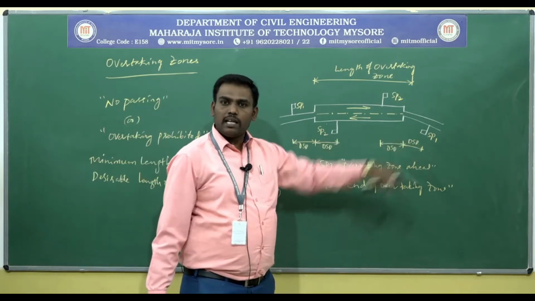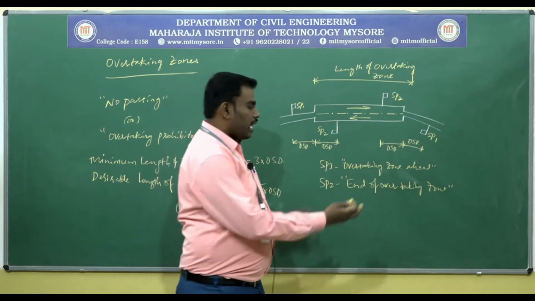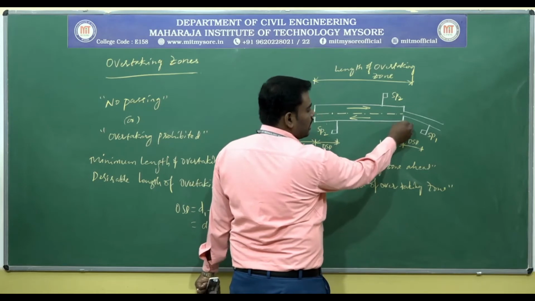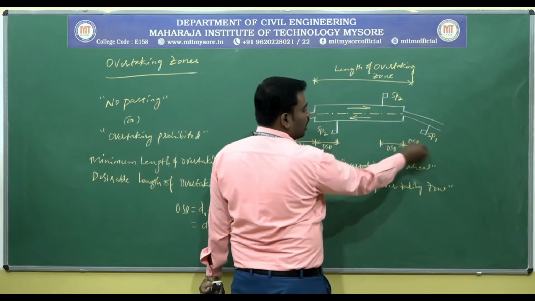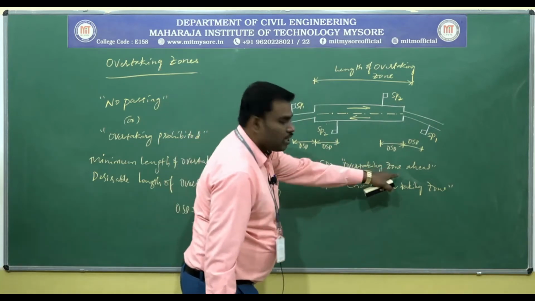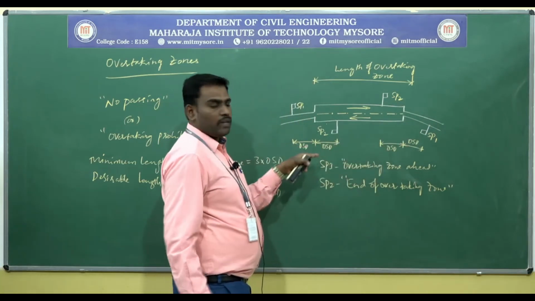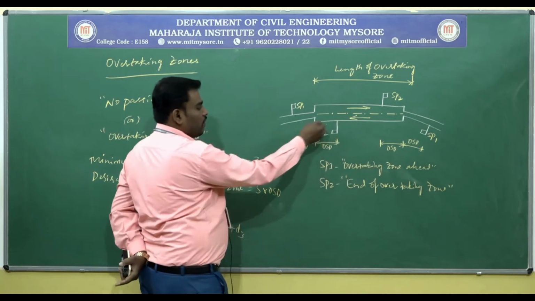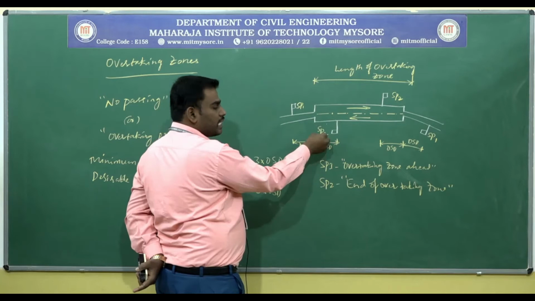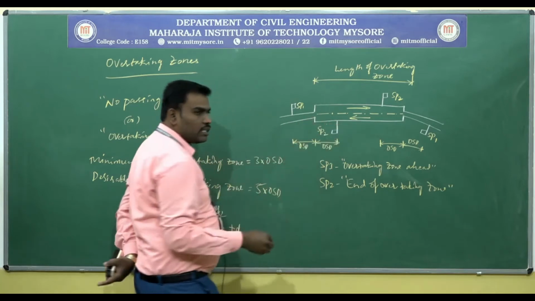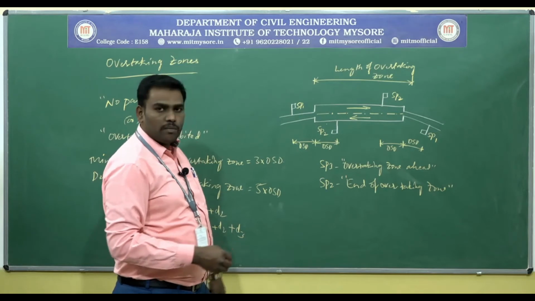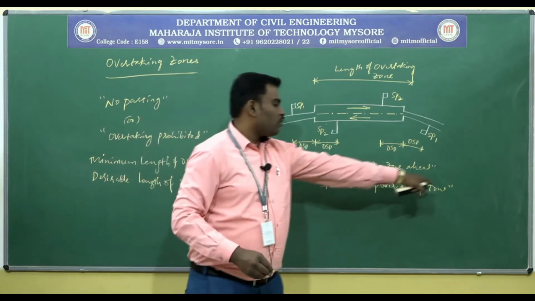Similarly, in the other way traffic also like that. Before starting of the overtaking zone, at a distance of 1 time of OSD, they are going to install signpost number 1, SP1, that indicates overtaking zone ahead. And similarly, before ending of overtaking zone, at a distance of 1 time overtaking sight distance, they are going to install another signpost, that is SP2, signpost number 2, that indicates end of overtaking zone.